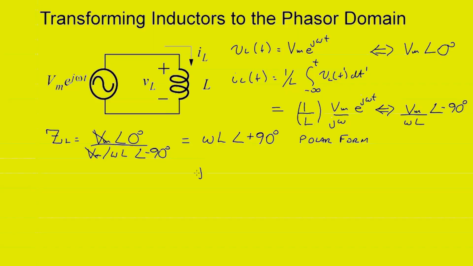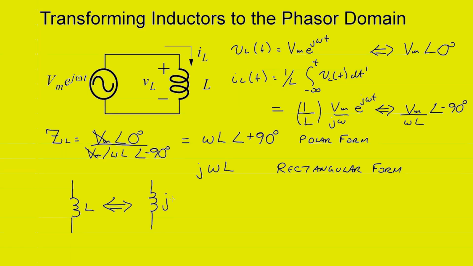Alternatively, I can express the impedance in rectangular form. Plus 90 degrees means we'll have j omega L, and that's our impedance in rectangular form. Now you can see that if I have an inductor in the time domain of value L, when I transform it to the phasor domain, I'll have an inductor. Again, we use the same symbol, only now it will be j omega L as the value of the inductor.